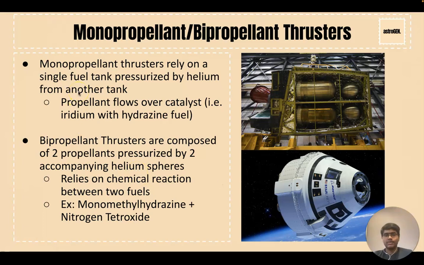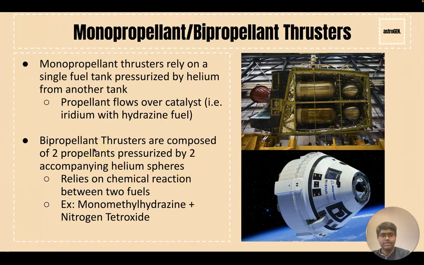Monopropellant thrusters rely on a single fuel tank that's pressurized by helium from another tank. Once the propellant flows into the nozzle when the valve opens, it reacts with a catalyst that speeds up the reaction and produces viable thrust. Most of the time you get things like iridium as a catalyst with a fuel composed of hydrazine. These thrusters are utilized on the Boeing Starliner and other orbital spacecraft.